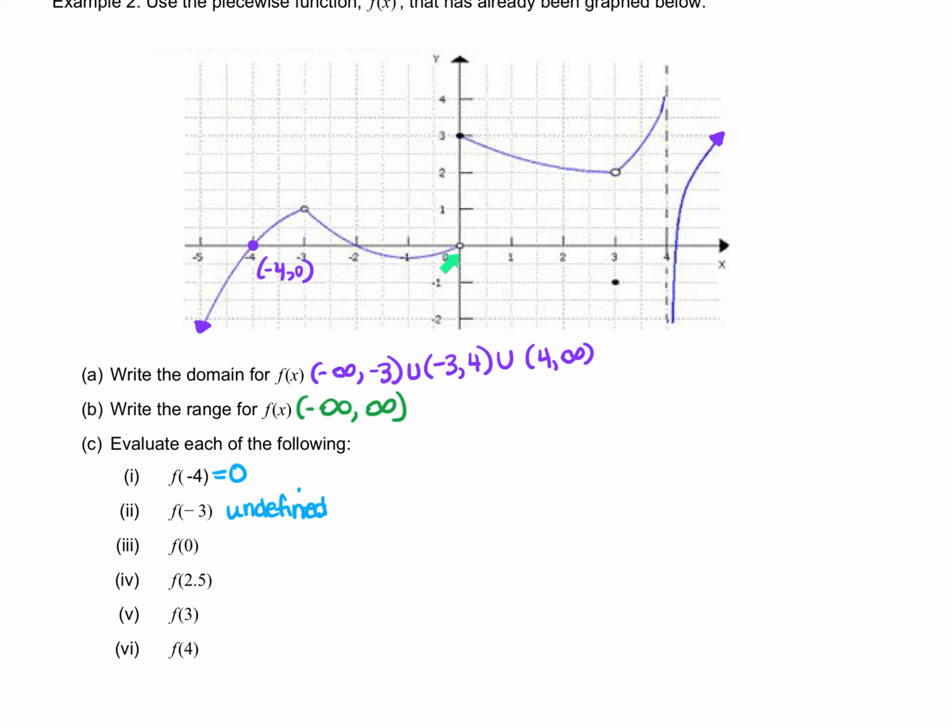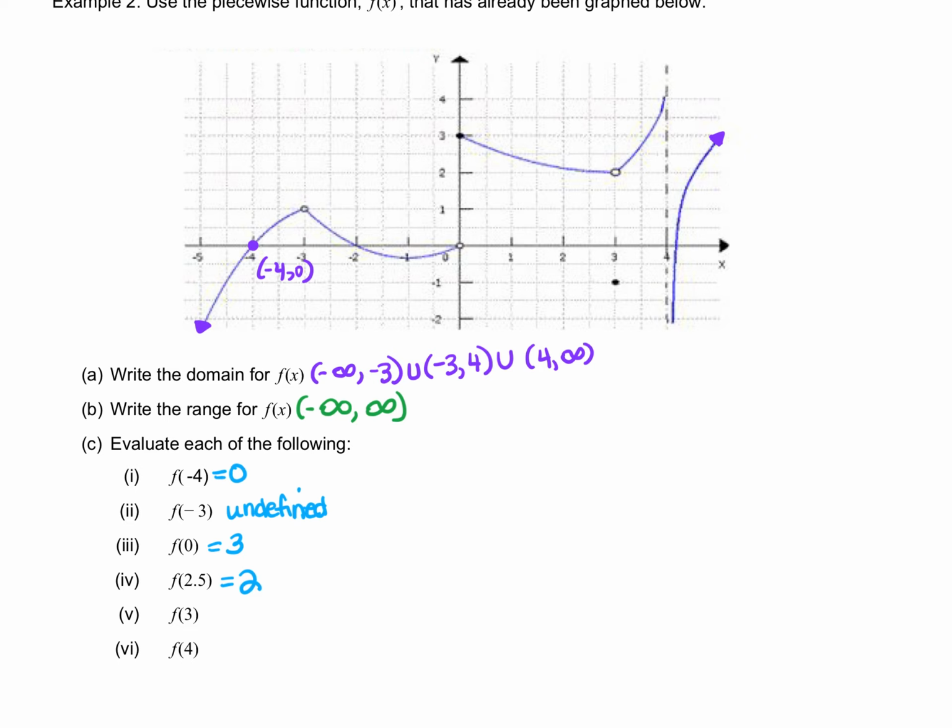Okay, how about f of 0? You might initially jump and say, oh, it's another open circle, so it's undefined. But don't forget to look at all places where x could be 0, because x equals 0 actually does have an output at y equals 3. So our output is 3. Okay, how about f of 2.5? That's this line right here. I don't see anything here, but I do see something here. So when my input is 2.5, it looks like my output is going to be 2.